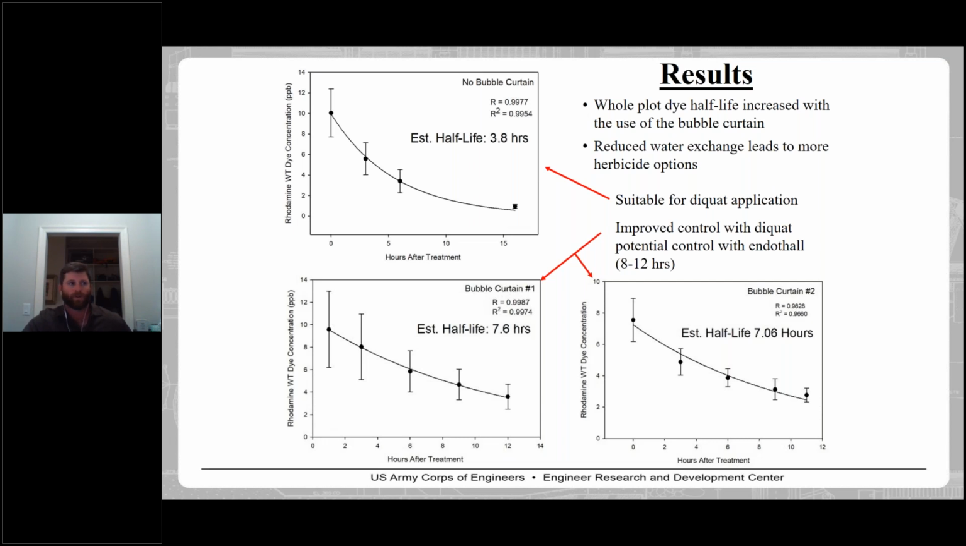But with the bubble curtain during the first evaluation with a favorable wind, we almost doubled the half-life of the dye. And even so, with the second bubble curtain evaluation and an unfavorable wind, we still almost doubled the dye half-life. So even in a worst-case scenario, like under the second evaluation, that was suitable for a dicot application, but also put us in the ballpark of potentially being able to use Invafol, which is another contact herbicide that requires a little bit longer contact time than dicot does.